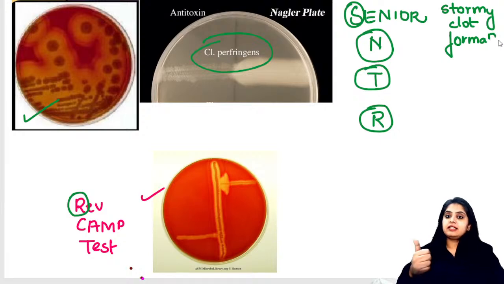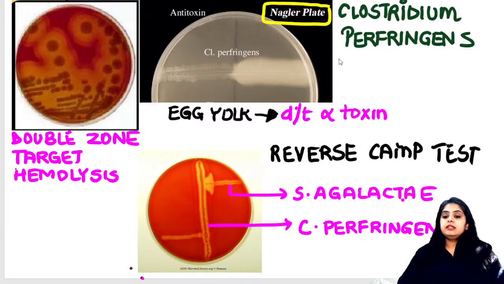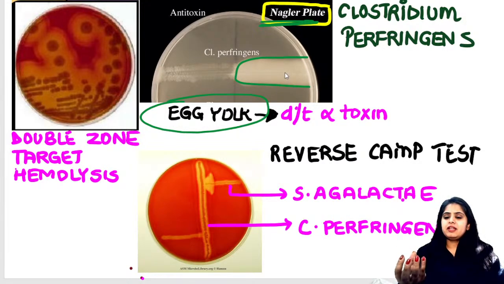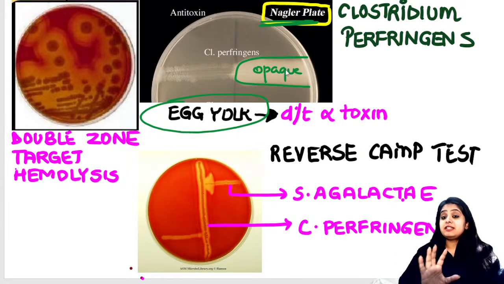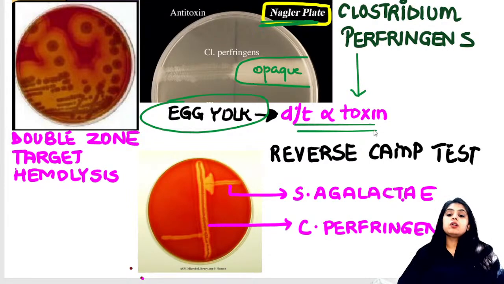So this is how to remember it. I'm going to show you the photos for NTR. So first, for Clostridium perfringens, stormy clot formation. Second is going to be Nagler's reaction. What is Nagler's reaction? Have a look at this. In this Nagler's reaction, you will see that I have used a medium with egg yolk. And suddenly I see that egg yolk is becoming very white. There is an opaque area. Egg yolk is transparent, but suddenly it's becoming white, it's becoming opaque. Why? Because Clostridium perfringens has a toxin called alpha toxin.